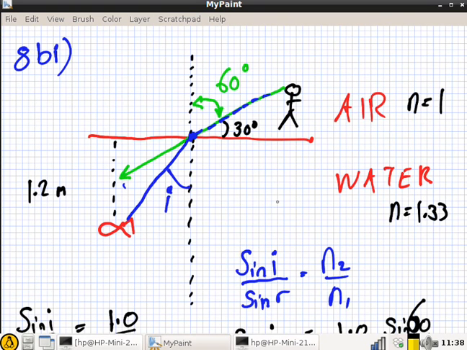So they would like you now to find this distance here. Can you see? From here to here. They would like to know what that distance is. How could you find that? Well, what distances do you know? There's only one distance you know. What's that? Yeah, the 1.2.